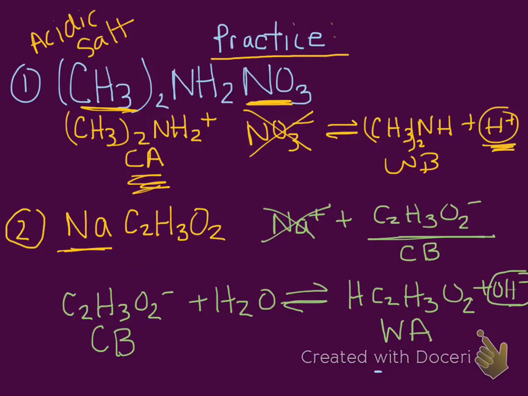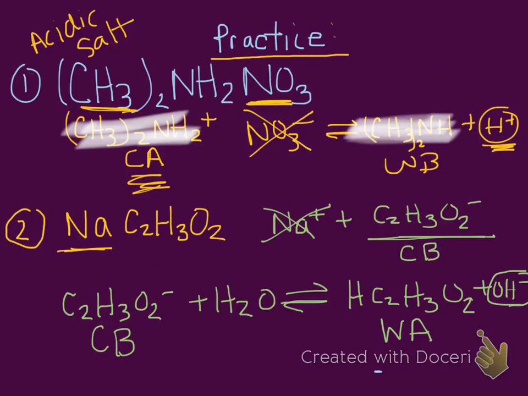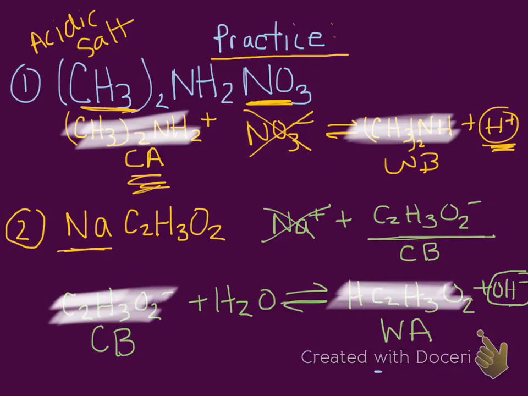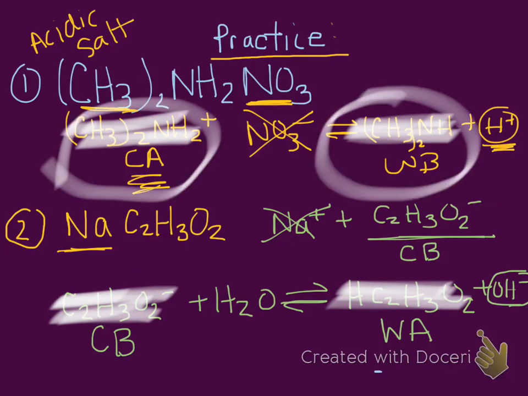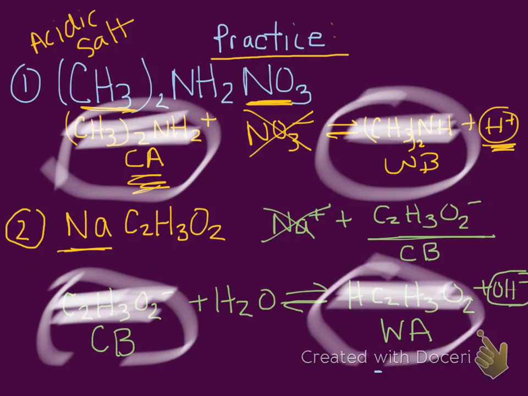Okay. So let's just go through very quickly and highlight the acid-base pairs here. So this is going to be your conjugate acid that came from the salt, and this is going to be the weak base that it matches. This is going to be the conjugate base that came from the salt. This is going to be the weak acid that it matches. So we have here a conjugate acid-base pair, and we have here a conjugate base weak acid pair, okay?